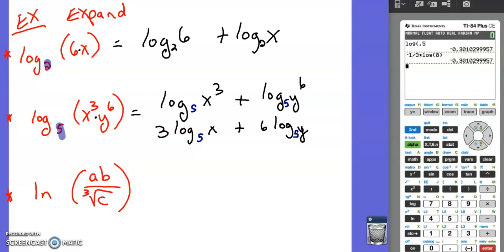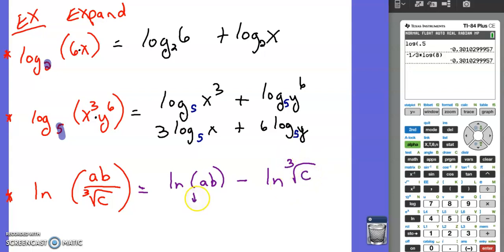And then finally, our last problem here. So we have a natural log, and again, that's the same as log. Same laws of logarithms. So here you have literally a division problem. So literally you have ln of AB minus ln of the cube root of C.